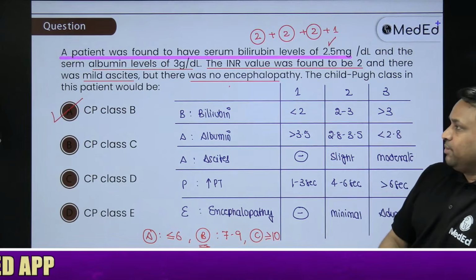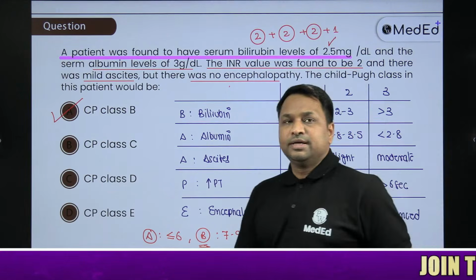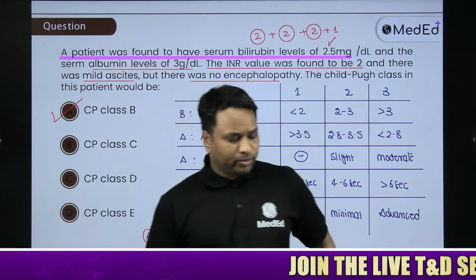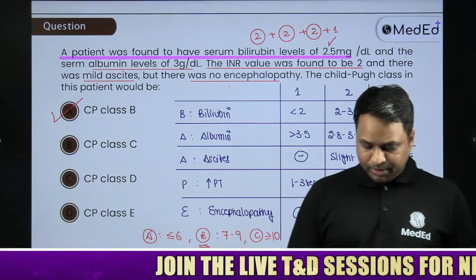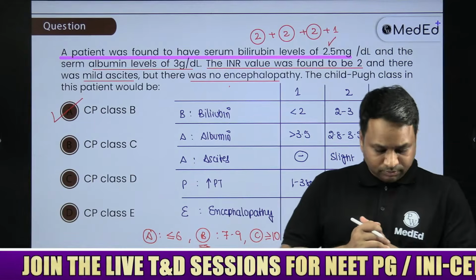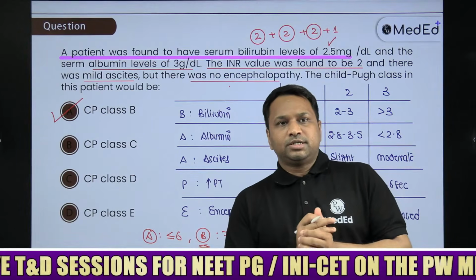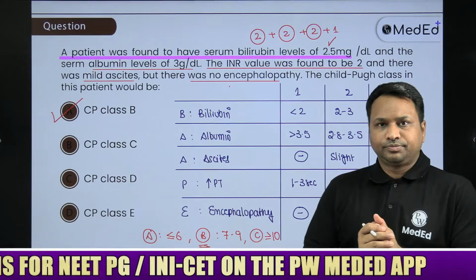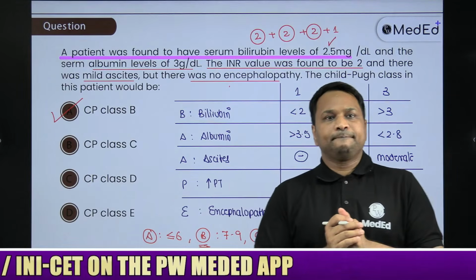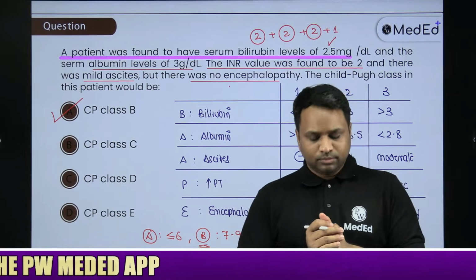Answer is A for Ahmedabad. A total score of 7. CPC of 7 is going to be Child-Pugh classification B. Clear? Clear, guys? Chalo. All right. Moving on.